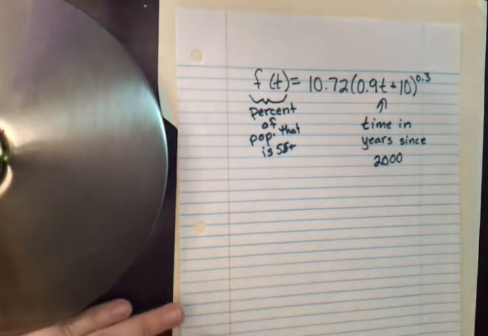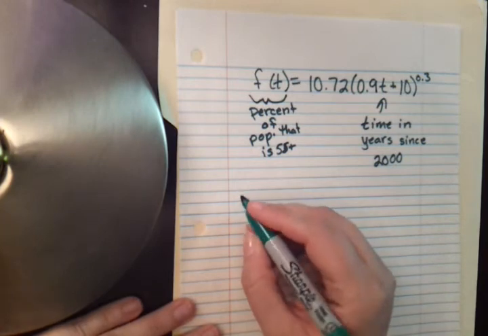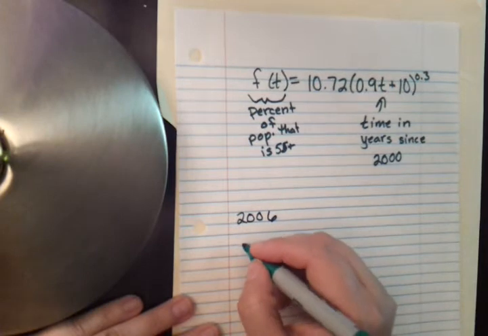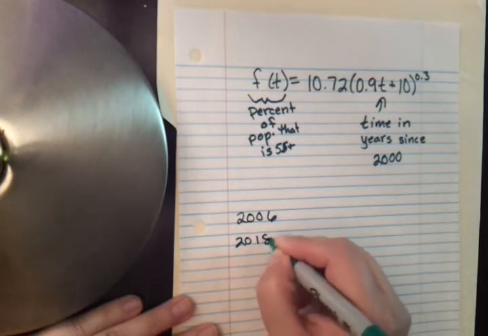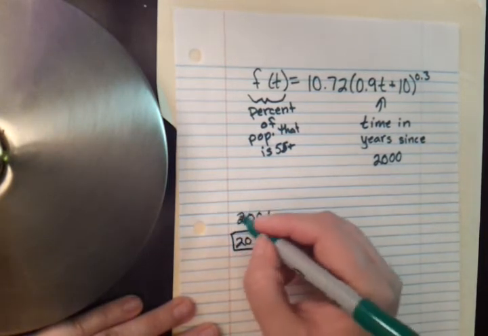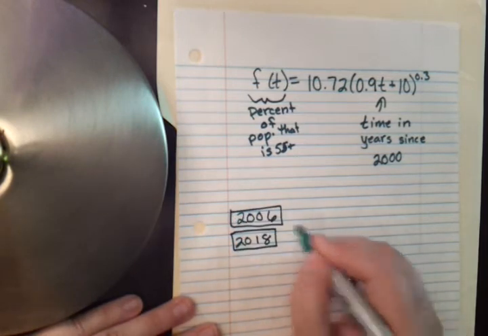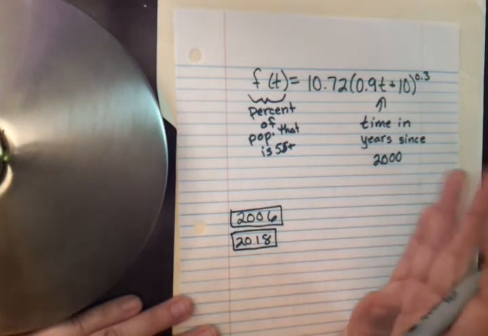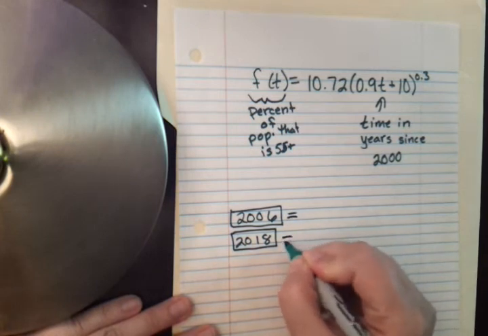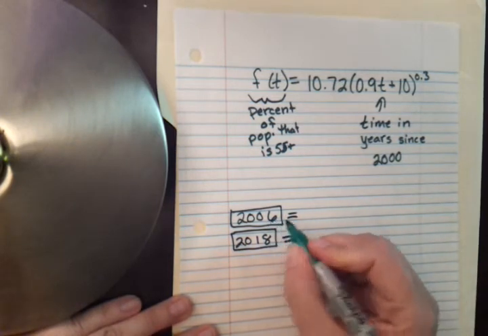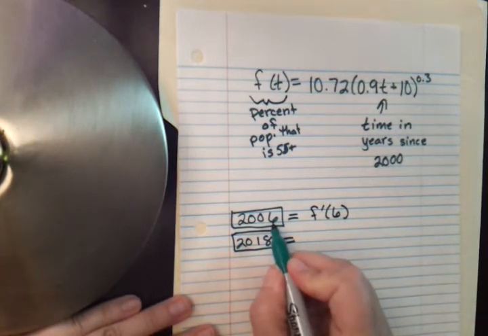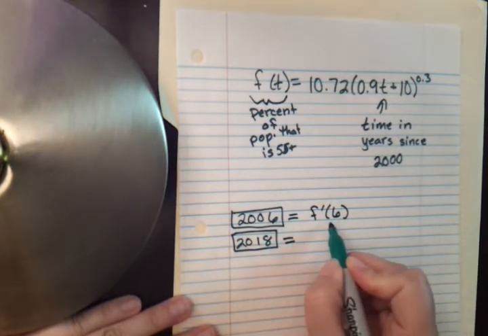So they are asking us for the percentage in the years 2006 and 2018. They might be asking for different years from you. These are the ones that they're asking me for. So they're not asking for the percentage, they're asking at what rate it was changing. So what we need here is going to be f prime of 6, because it's been 6 years since 2000 and we want a rate of change.